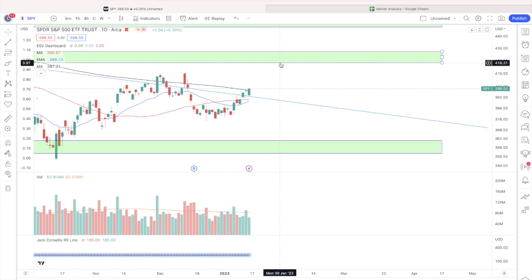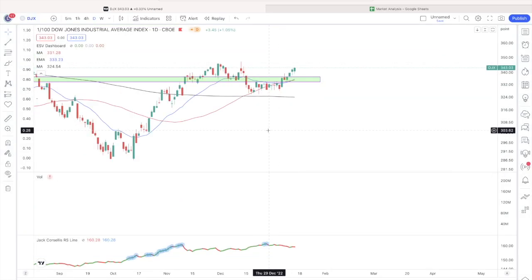Now let's take a look at the Dow Jones. The Dow Jones continued to stay above its 50-day moving average and the 200-day moving average. So the Dow Jones is the best performing index right now in the US stock market. The next one we'll take a look at is the Nasdaq.